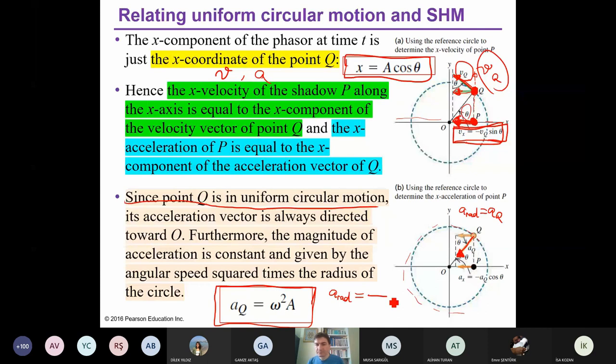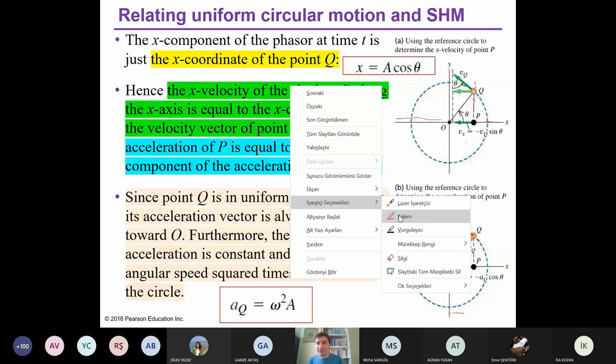And what is V? V is the tangential velocity, VQ. VQ tangential velocity is given with R times omega in uniform circular motion, right? And I can also write it like this, A times omega, amplitude, R is equal to amplitude. And just putting this VQ here instead of V, then you can calculate A radial or AQ, radial acceleration of the cue ball, which is equal to omega squared A.